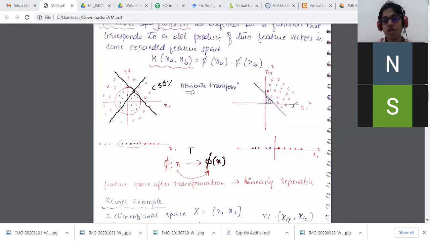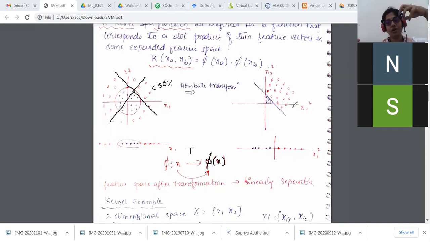Okay, imagine yourself in a three-dimensional space. I have three-dimensional data. Now in the three-dimensional data, when I'm plotting like this, I have points one here and one here.